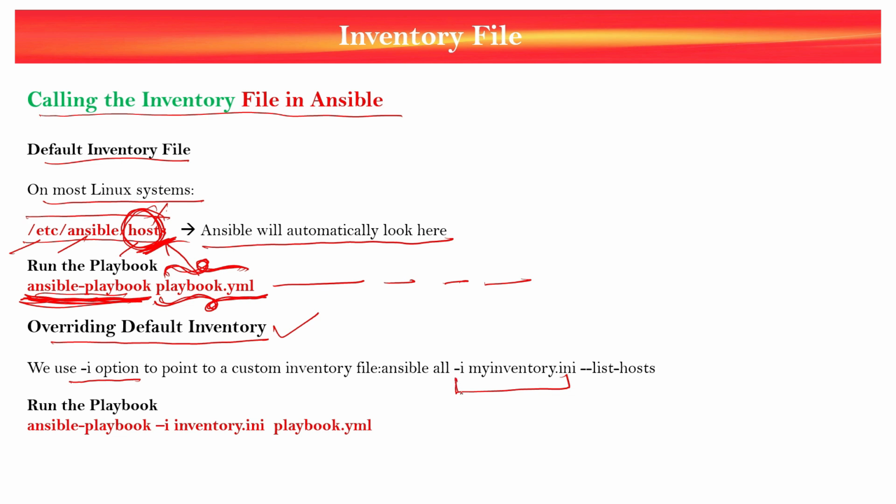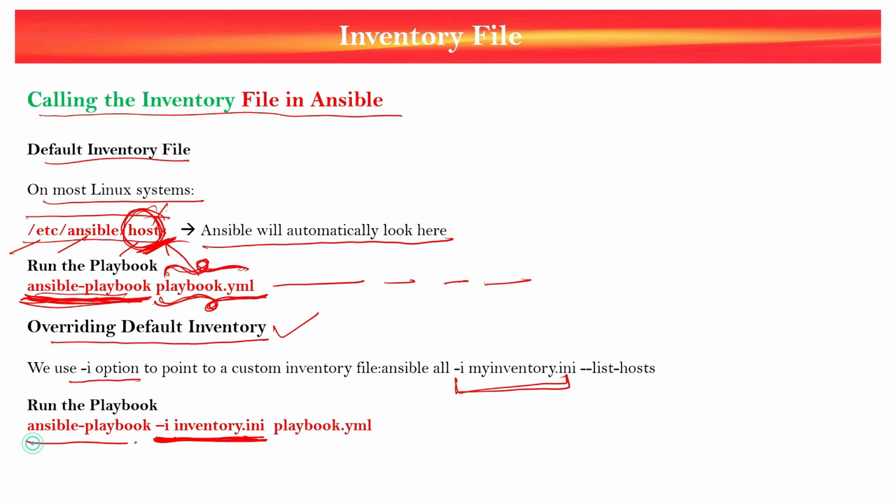Okay, so this inventory file you can create anywhere, either in your current directory or maybe when we create the project structure. In project structure, we can also specify different directories according to our different environments, and there we can create this inventory file. Then we can specify the complete path here with the -i. Okay, we will see this as well.